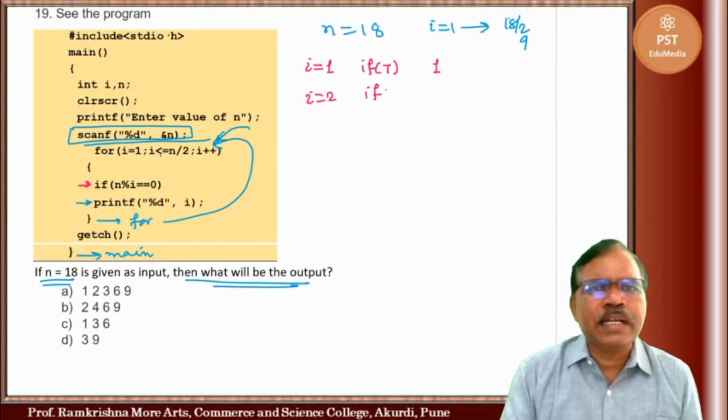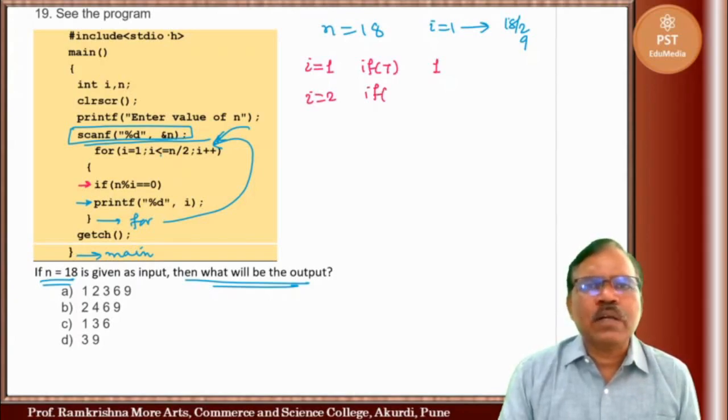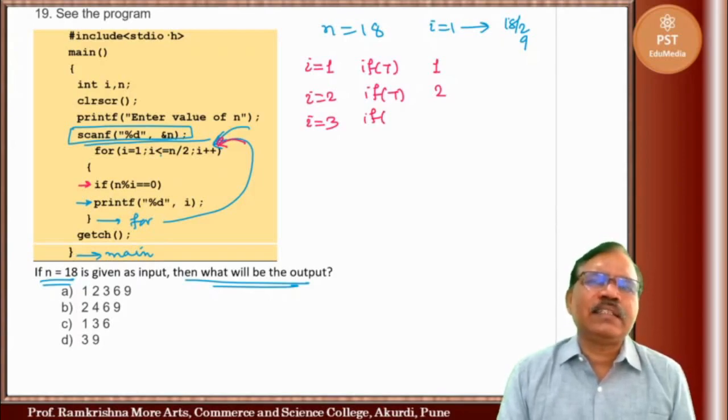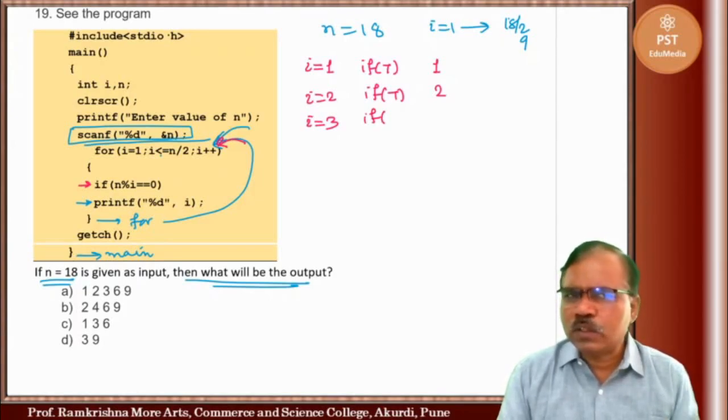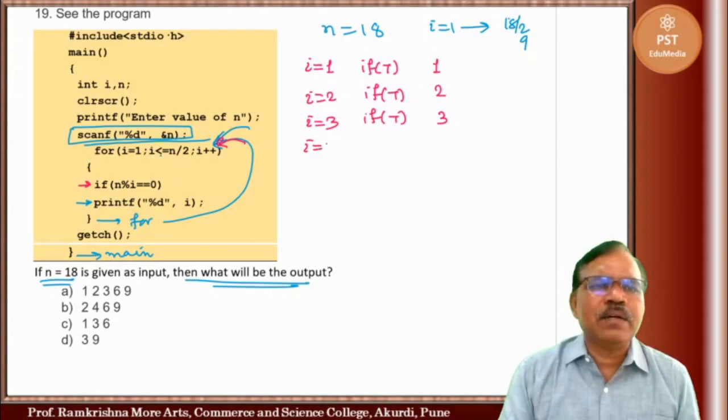If condition, 18 % 2 equal to 0 is true, so I equal to 2 is printed. Then I becomes 3 by going here. If 18 % 3 equal to 0, 18 is divided by 3, so 3 is printed. Then I becomes 4.